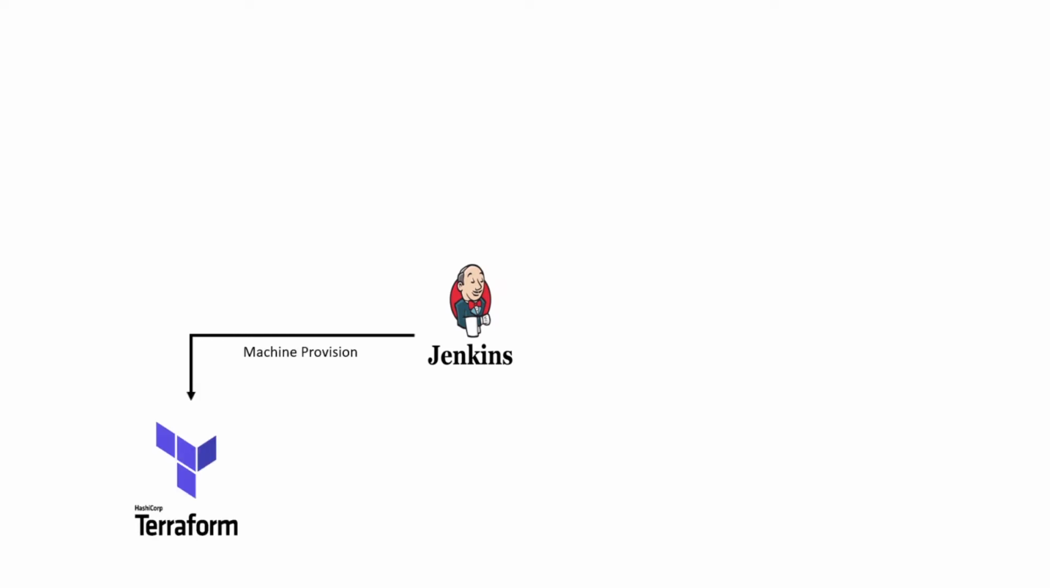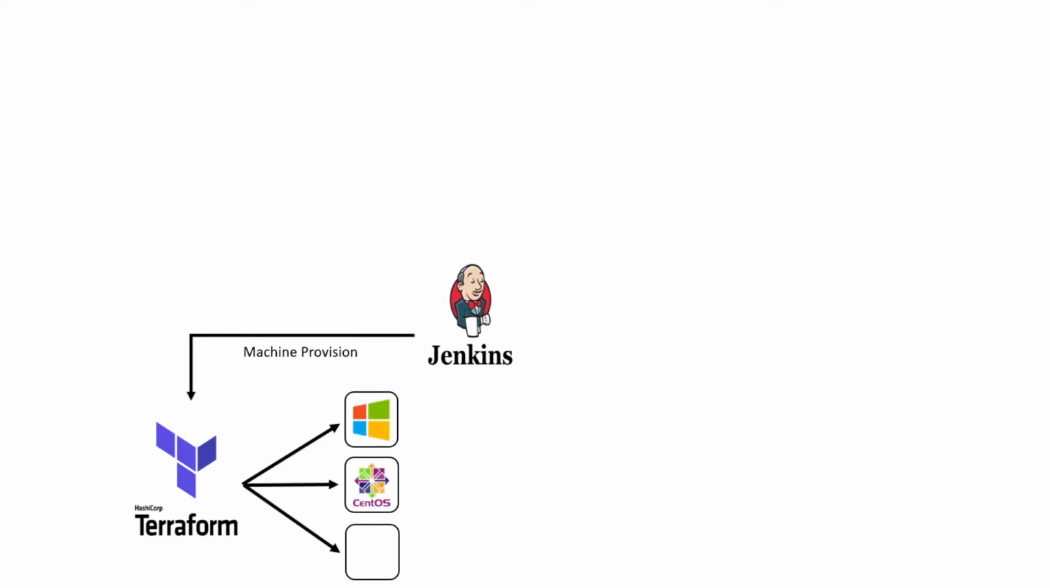Let's explore the workflow of Java application deployment, stage by stage. In the first stage, we will provision 3 virtual machines on OpenStack: CentOS, Ubuntu, and Windows using Terraform. A Jenkins job is written to pull the Terraform code from GitLab, executed in OpenStack to provision 3 virtual machines.